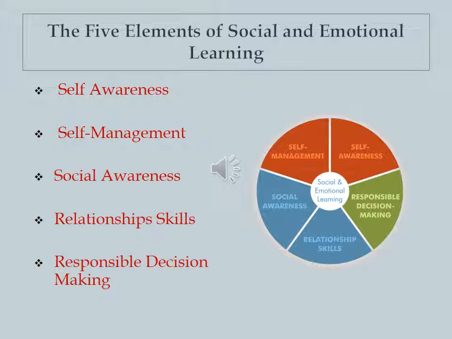The 5 elements of social and emotional learning that need to be taught prior to a service learning event are self-awareness, self-management, social awareness, relationship skills, and responsible decision-making.